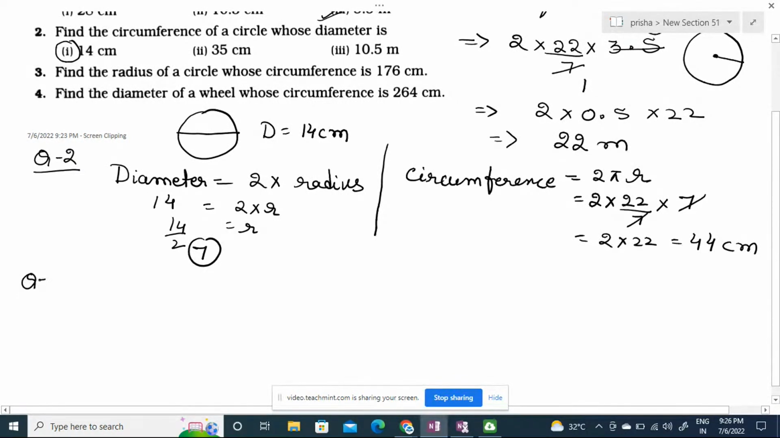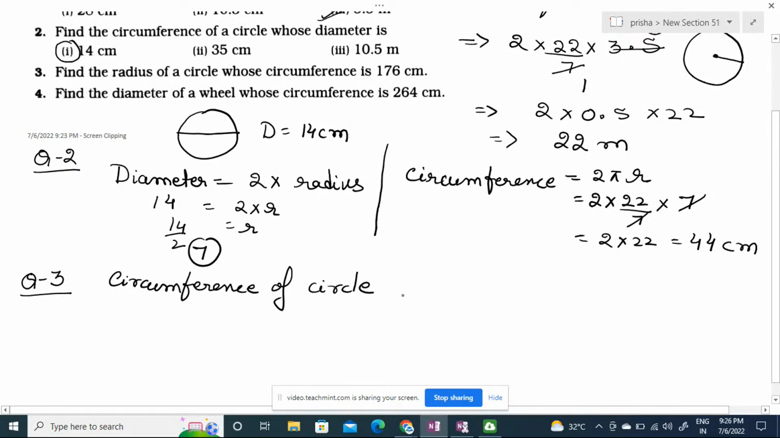Now question number 3. Can't we just multiply this by 3.14 straight away? We can do that, but do it in the proper way so that it will never be wrong. Find the radius of the circle whose circumference is 176. The circumference of the circle is given to us in the question.